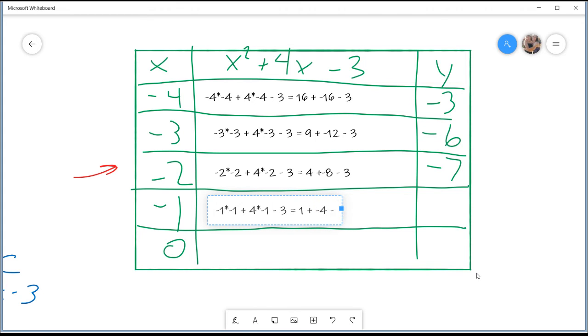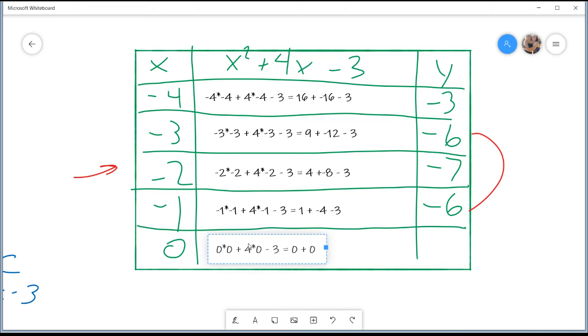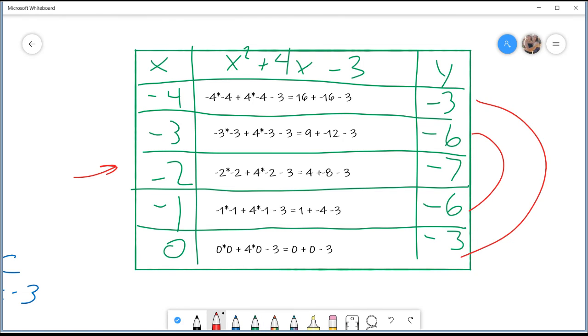And we're going to subtract 3. 1 plus negative 4 is negative 3. Negative 3 minus 3 is negative 6. Look at that. Next, we have 0. So we have 0 squared, 0 times 0, plus 4 times 0 minus 3. That's 0 plus 0 minus 3. And that gets us negative 3, which is the same as this number.